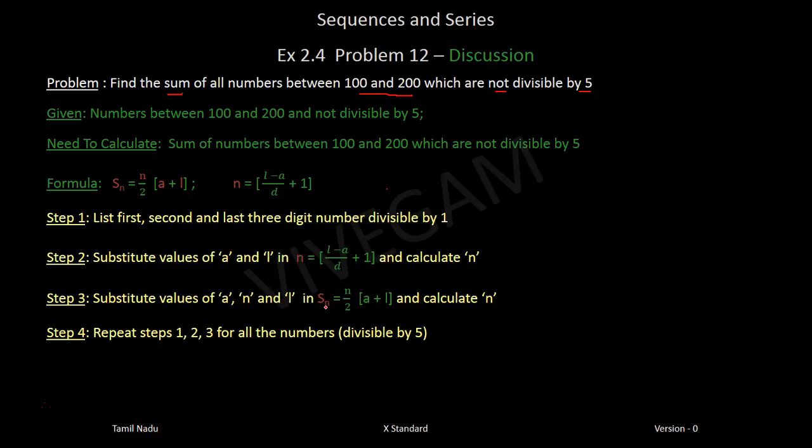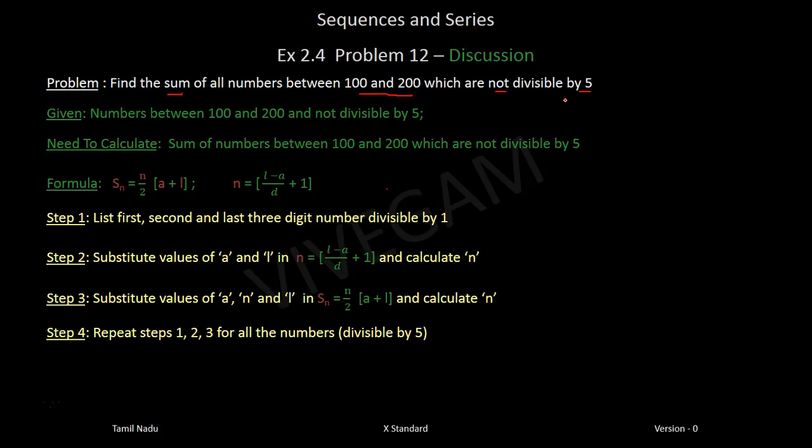So step 3 gives you the sum of all the numbers between 100 and 200, that is 101 plus 102 plus etc. to 199. Step 4 gives us all the numbers between 100 and 200 which are divisible by 5. When you subtract the sum from step 4 from step 3, you will get the sum of all numbers which are not divisible by 5. You understand? Sum of numbers divisible by 5 plus sum of numbers which are not divisible by 5 will be equal to the sum of all the numbers between those two limits. That is the equation.